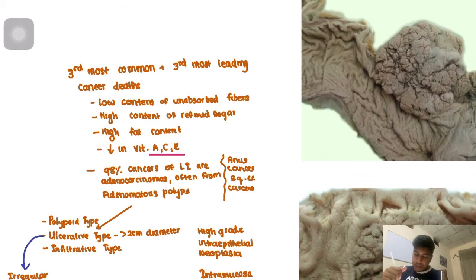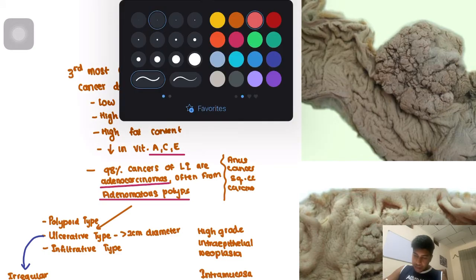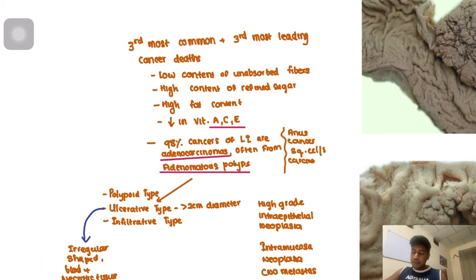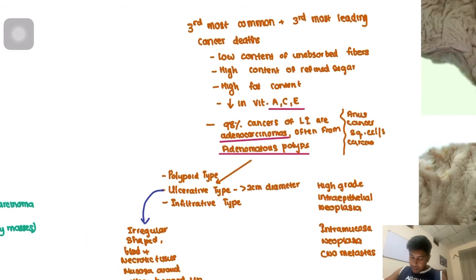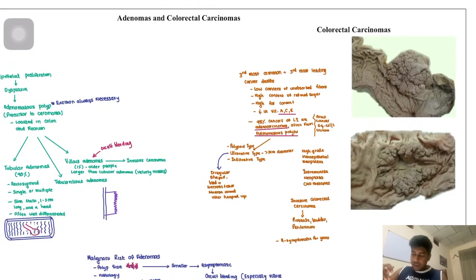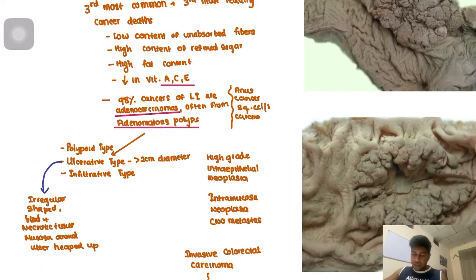And 90% of cancers of the large intestines are adenocarcinoma in origin, which originated from an adenomatous polyp. But the opposite of this, squamous cell: the anal region undergoes squamous cell carcinomas. You don't get adenocarcinoma in the anus, you get squamous cell carcinoma in the anus. I will explain how this process happens, but first I want to just go through what you will learn.